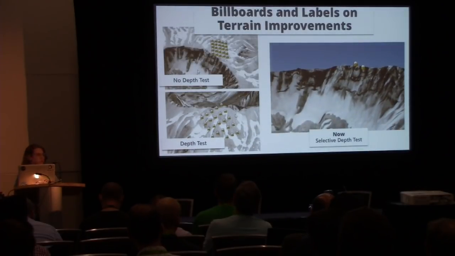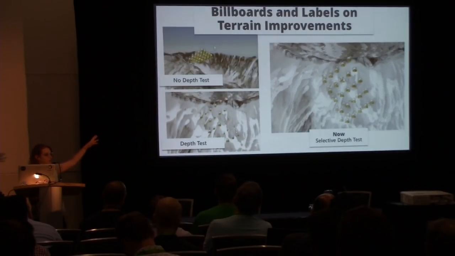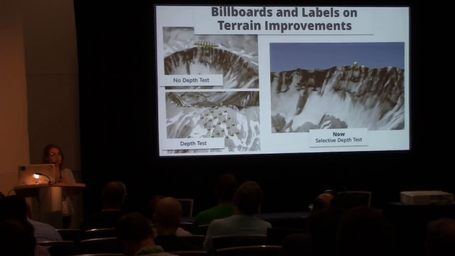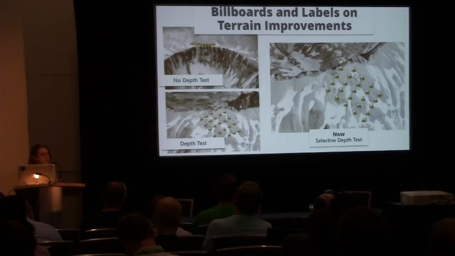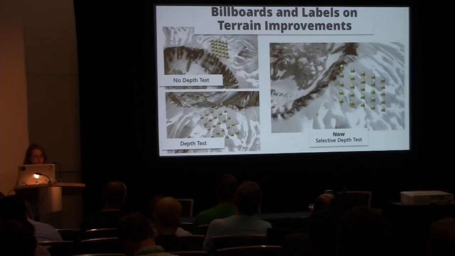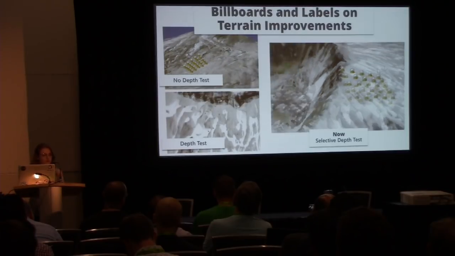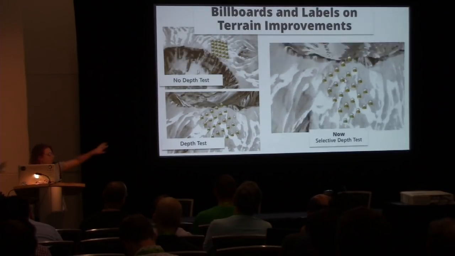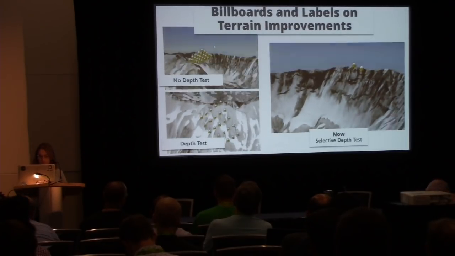So previously, you could have either no depth testing, in which case it would show through terrain like it is on the top left, or you would depth test against each fragment in the billboard, and that wouldn't get desirable results in all cases. So right now what we're doing is depth testing a few fragments, the top two corners and the bottom center, to determine if a billboard is visible or not, so we can get much better presentation like in the GIF on the right.